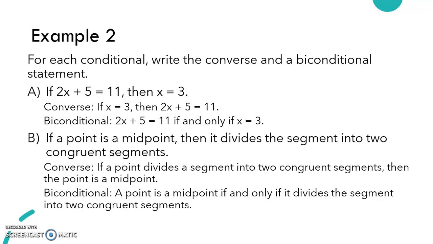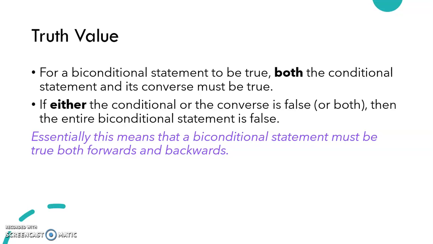How can we determine if a biconditional is true? For a biconditional statement to be true, both the conditional and the converse need to be true. So you need to check both of them.